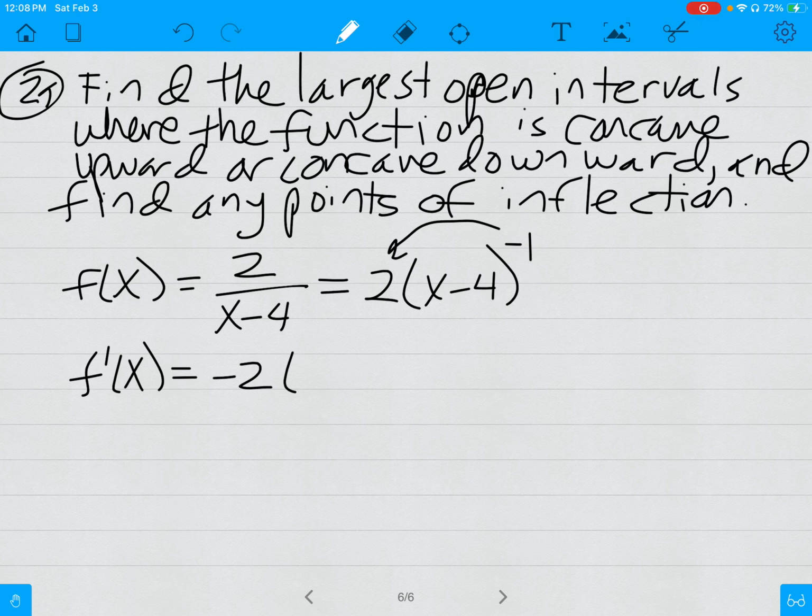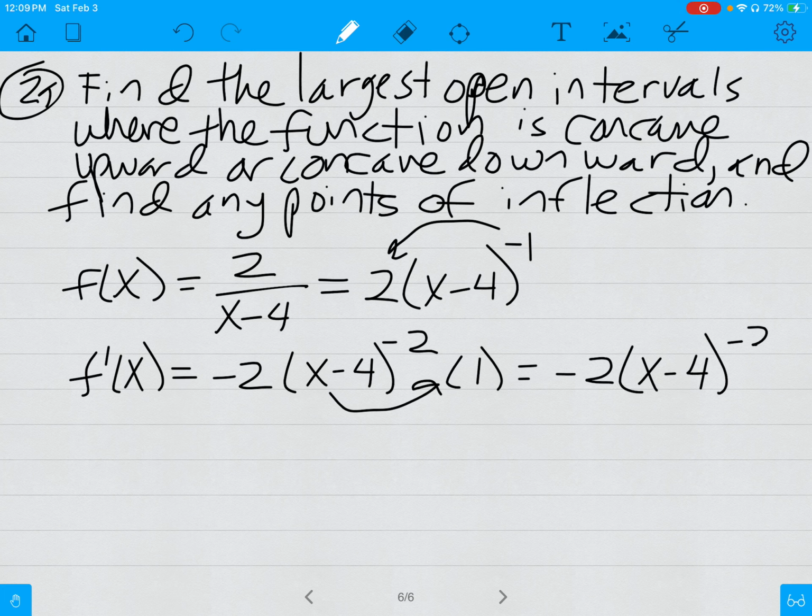So to find my first derivative, negative 1 is going to come down front and multiply. That gives us negative 2. X minus 4, subtract 1 from the exponent. And then we would need to chain out the derivative of the inside, but you'll notice the derivative of the inside is just 1. So our first derivative of f is negative 2 times the quantity x minus 4 to the negative 2.